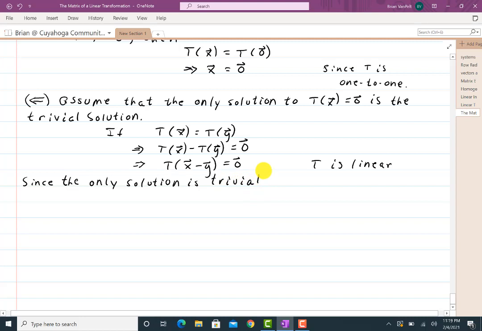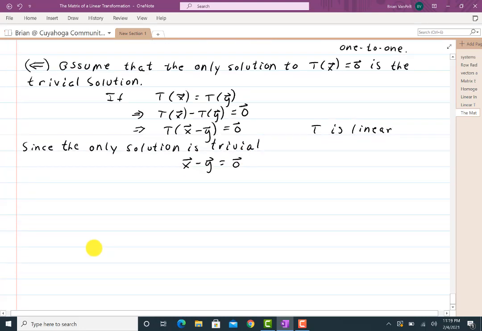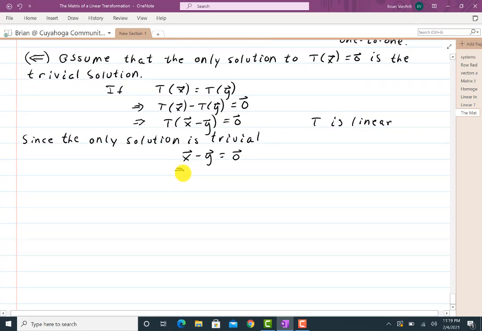we are forced to deduce that x minus y is equal to 0, since there's only the trivial solution. Well, then this implies that x equals y. So then, therefore, T is 1 to 1. And that completes the proof.